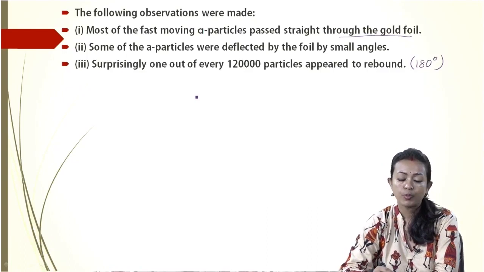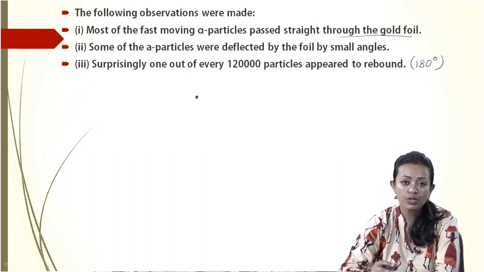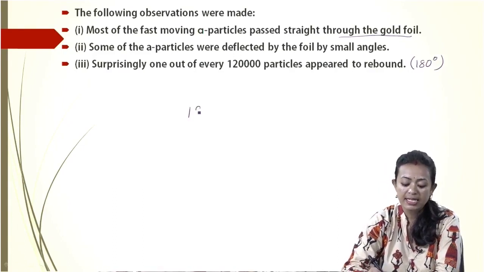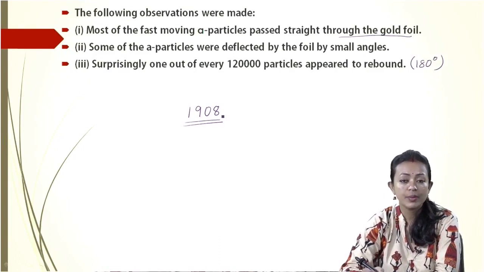Fine. So I hope it is clear what the experimental setup was like and what observation was made by Rutherford. And because of his observation and experiment, Rutherford was given the Nobel Prize for Physics in the year 1908, because it was a great discovery.